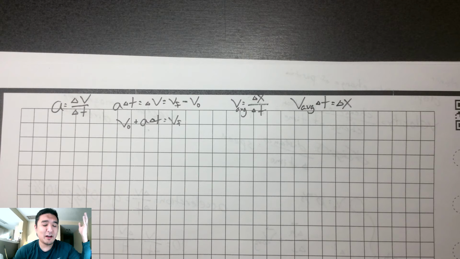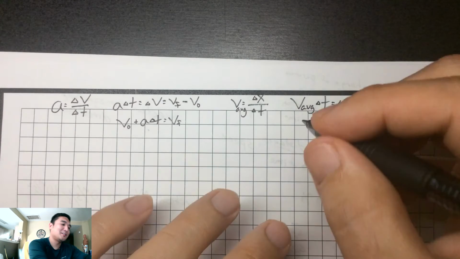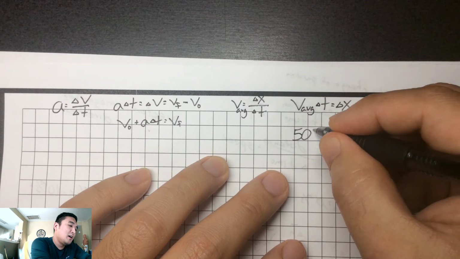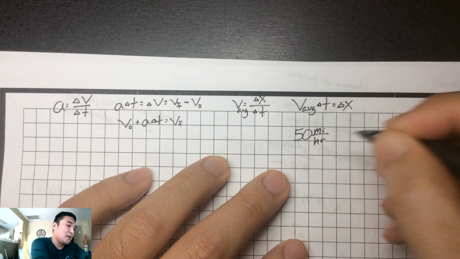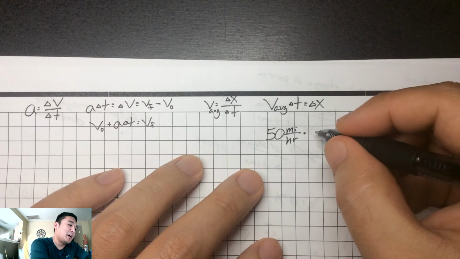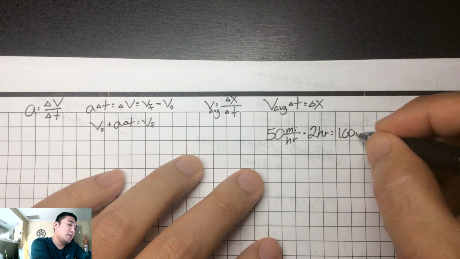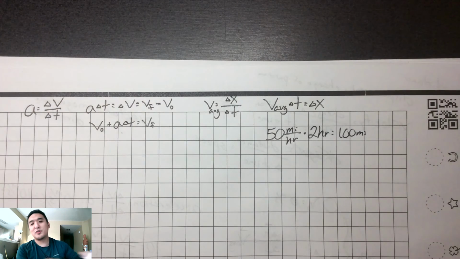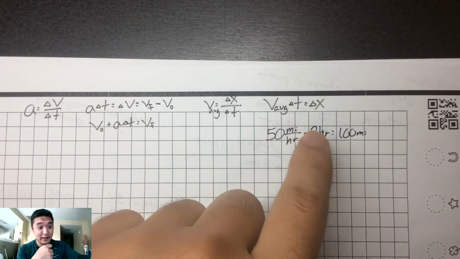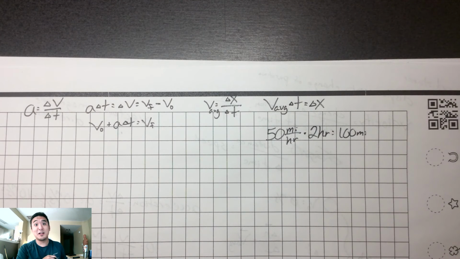If I am moving at 50 miles per hour, if I multiply that by 2 hours, then I get 100 miles. Okay? Make sure the time is the same unit in that time that we're multiplying by and the time of the velocity itself. So, you know, that's pretty simple. Well, let's keep on going.